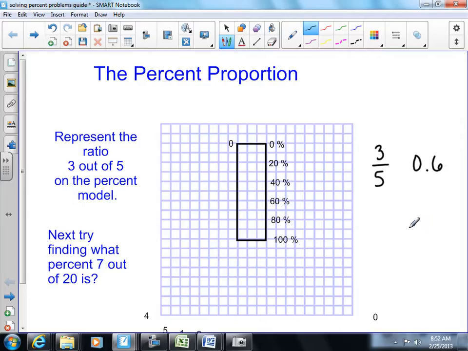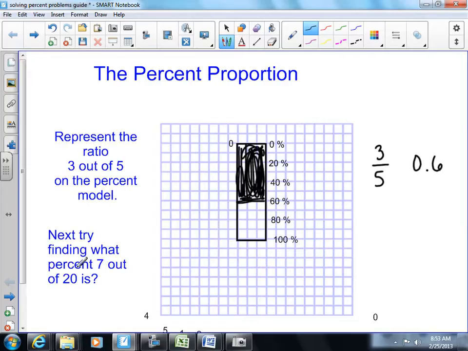Now, what is that in relationship to a percent? 60%. Okay, now, if this is 0%, look at where 60% lies on my percent model. Is it over the halfway mark? Yes. If I got 3 out of 5 on a quiz, did I get over half of the questions correct? Yes, we sure did. So you can kind of in your mind think, I know this percent should be over the halfway mark. And that's using estimation to get an idea of how to solve percent problems.